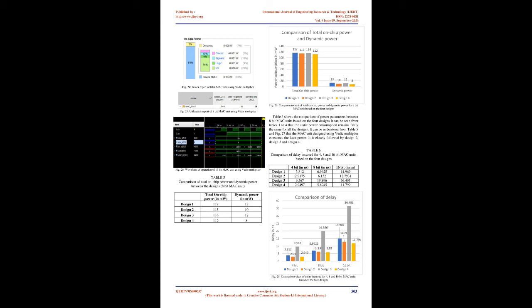Fig 4. V. Conclusion. In this paper, the multiply accumulate unit is designed using 4 different multipliers in Verilog HDL, simulated and synthesized in Xilinx Vivado. These designs are compared in terms of delay incurred, power consumption and FPGA utilization parameters.